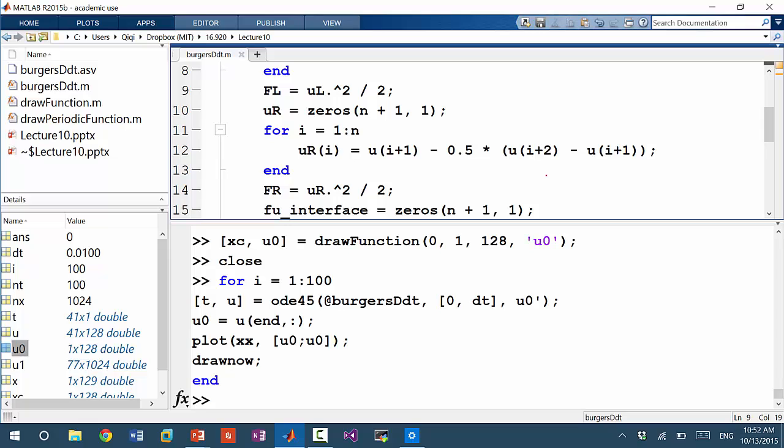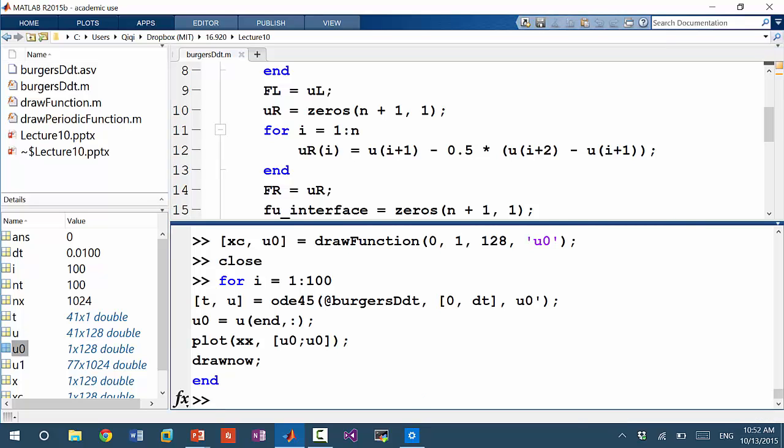FL and FR. So how should I change it to make it a linear advection equation? Change F equal to U, which is the flux for the linear advection equation. Now we are solving the linear advection equation.